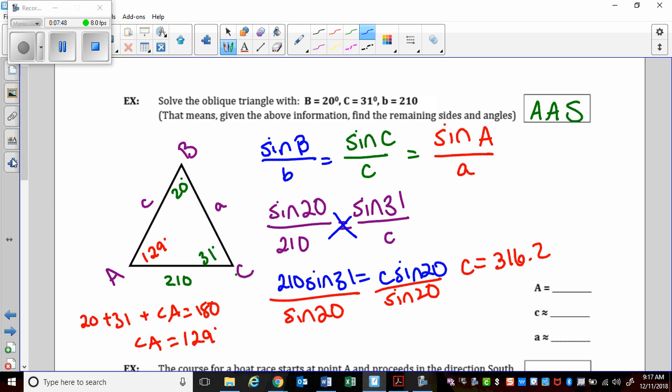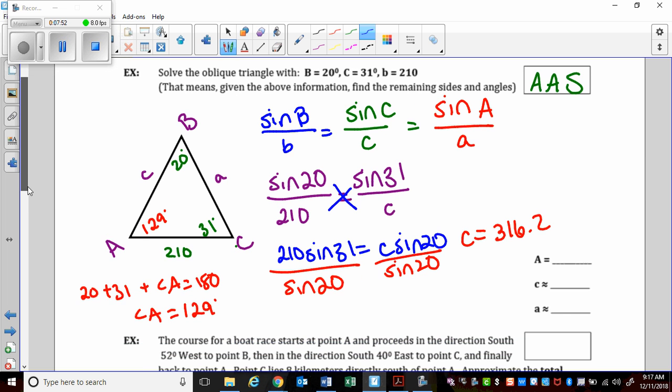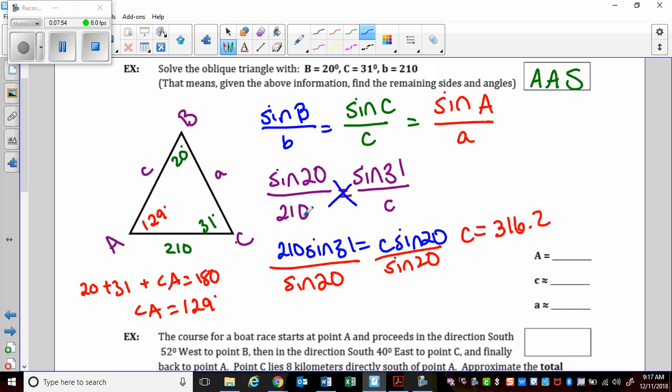All right, now let's find a, little a. So I still have to use the same ratio. This is the only ratio that they gave me. So I'm going to use the sine of 20 over 210, but this time I'm going to use a. So sine of a, well, a is 129. We found that one. Over little a, I don't know. And then we're just going to cross multiply again.